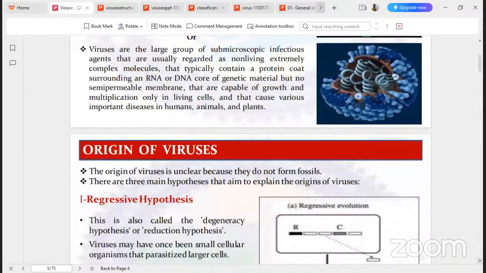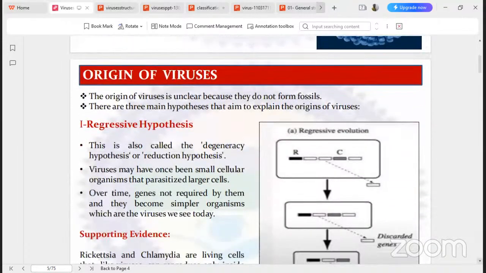That's why they are acellular. You see, there are many theories on the origin of viruses. Even now the origin of viruses is unclear and disputed, but many theories exist. One is the regressive hypothesis; regressive means degeneracy, reduction.